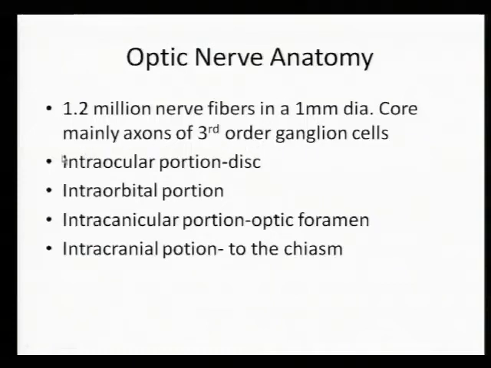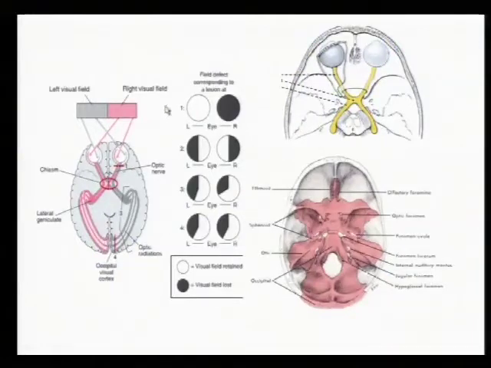We're going to look at the part that's part of the eye, then the part that's behind the eye in what's called the orbit, and then the part that goes through the foramen, and then getting into the chiasm. Now, this is probably not what you really, really want to see, but again, we're looking at the optic nerve here in these different portions, and what we're going to talk about in a moment is you really want to have this type of visual field.